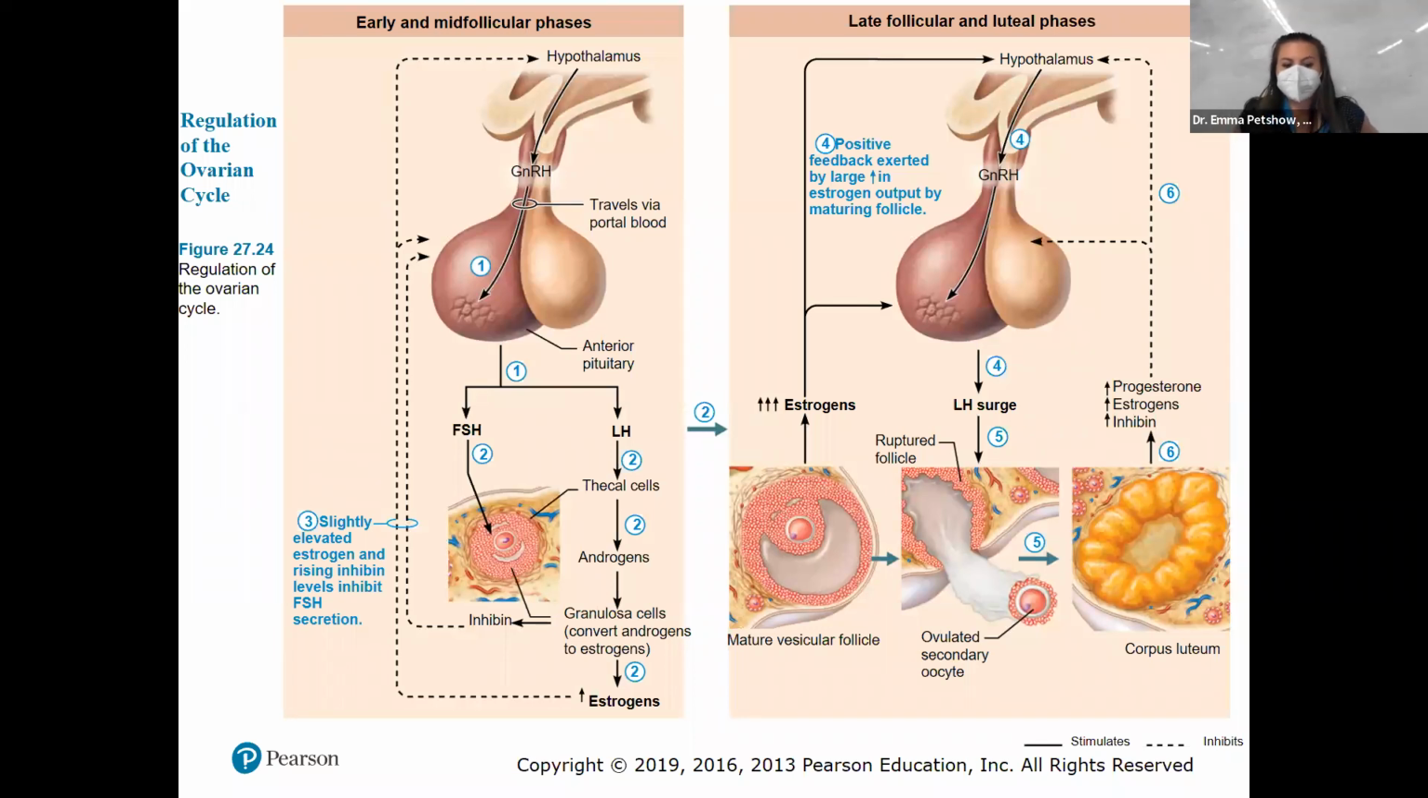So granulosa cells can also secrete inhibin, and they themselves are also going to convert testosterone to estrogen via enzymatic conversion.